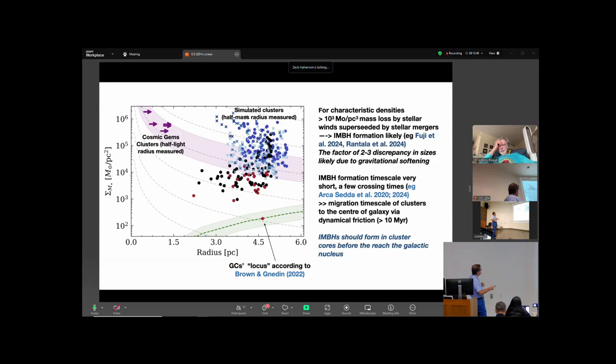And here you see the surface density in stars versus radius of the clusters in the simulations from the 3 galaxies that we analyzed. Cosmic Gems clusters sit here. They are even more extreme in terms of sizes. We are finding sizes that are a factor of 2, 2.5 larger than the Cosmic Gems, but we are limited by the softening that for us is about 2 parsecs. So we expect that if we had even higher resolution, the clusters would probably be even denser and collapse to even smaller sizes.